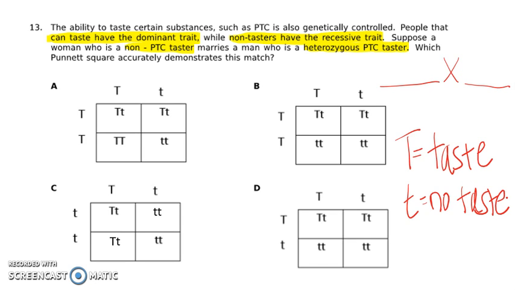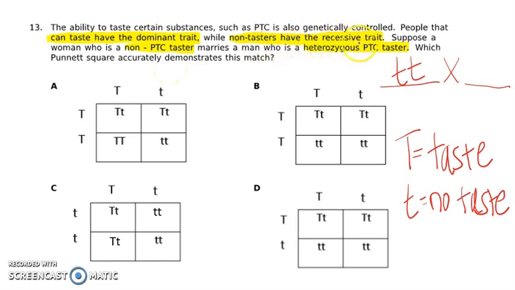Okay, so now we go back to our parents' genotypes. A woman who is a non-PTC taster, so she cannot taste PTC. When we look at our key, the only genotype that we can have for a non-taster is going to be homozygous recessive, tt. Because if there's a dominant T at all, that means you're a taster. And it says she is a non-taster.